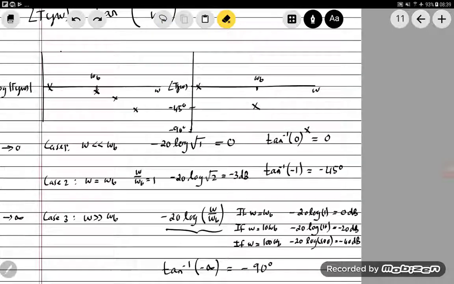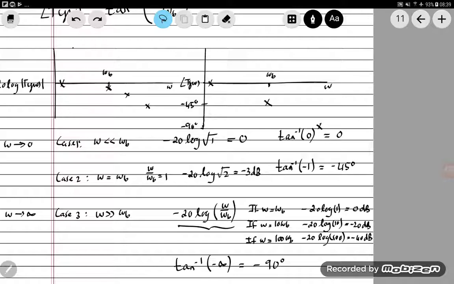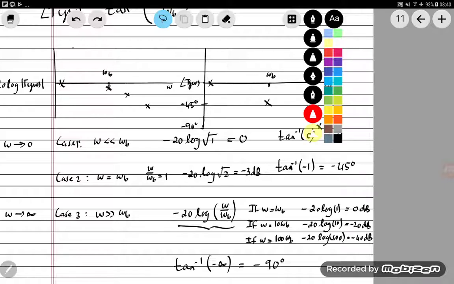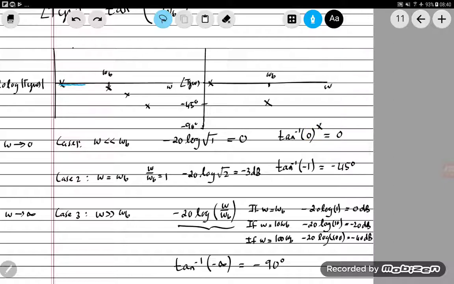So before we draw the straight line approximation, we can see that our magnitude plot will look something like this. For low frequency, it will be 0 dB, and then at omega b it will be negative 3 dB, and then it will drop off with a straight line of gradient negative 20 dB per decade. With the phase plot, we know it's zero degrees for small frequencies. At omega b, the phase is negative 45 degrees, and for omega much larger than omega b, the phase is negative 90 degrees.